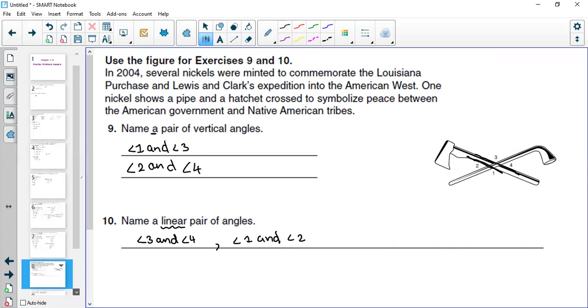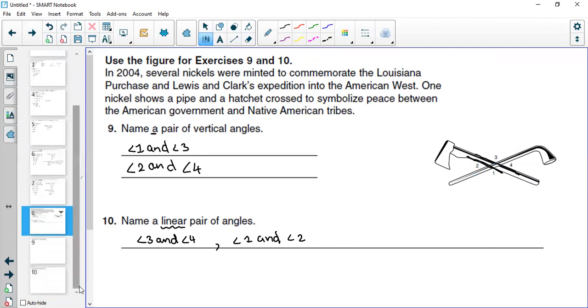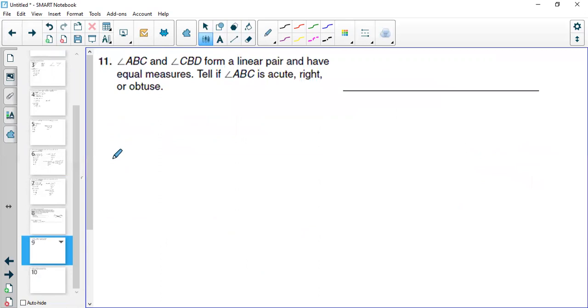So this is your answer for question number 9 and 10. It's easy, you just need to observe the picture, that's all. Let's move to question 11.